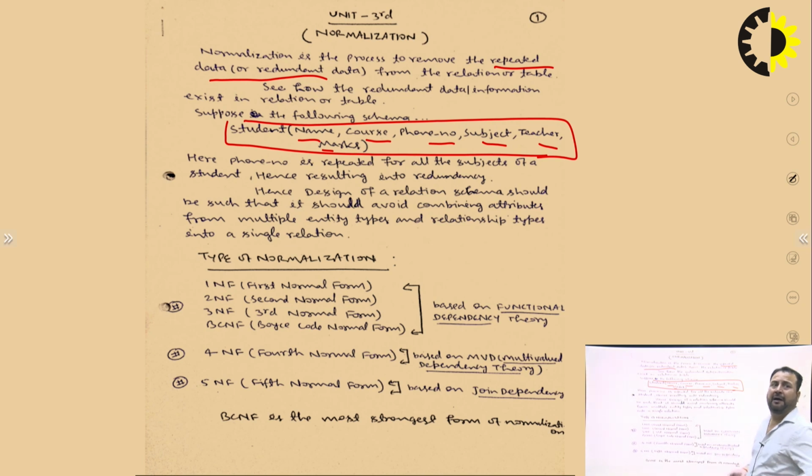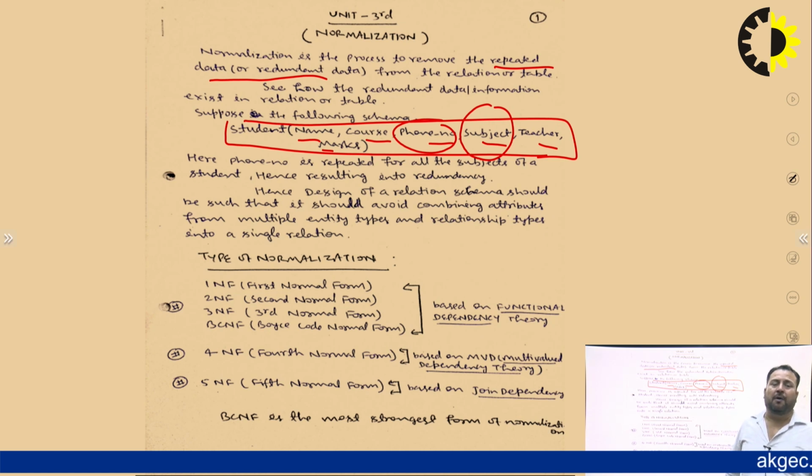If a student is taught 6 subjects, the phone number will be repeated. Every student has the same number, and since every student is taught 6 subjects, the phone number will be repeated 6 times. In fact, everything will be repeated. So how could we minimize this?